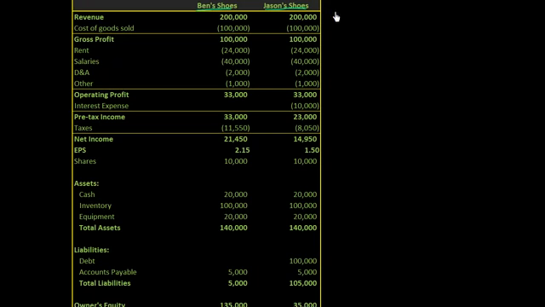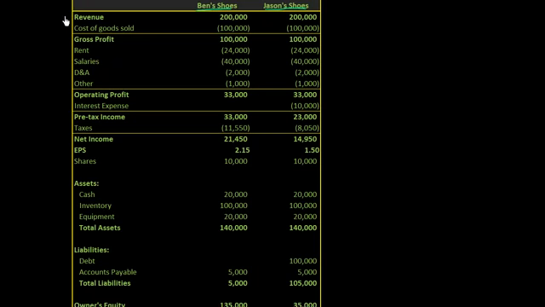I did that because these are fundamentally the same business, but they have a slightly different capital structure, and we'll talk about what that means in a second. But they're both shoe stores. They buy shoes from shoe manufacturers, put them on their shelves, and then customers come in and buy those shoes.